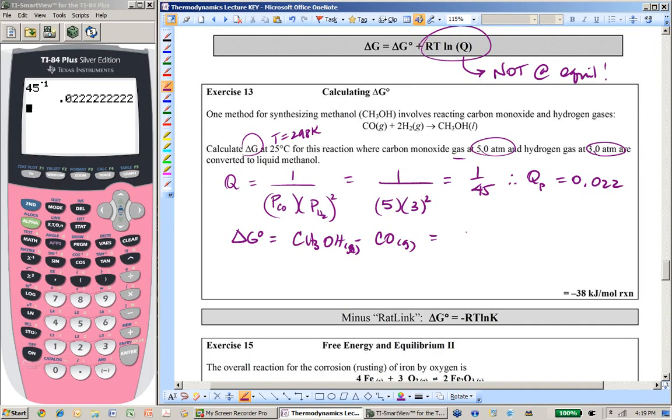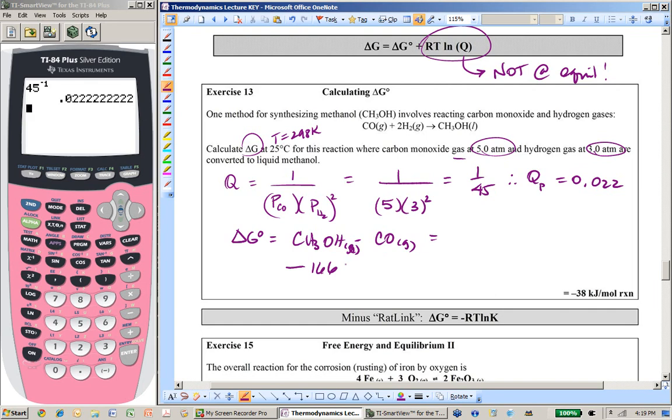Okay, so what am I looking for? Am I looking for G's? Yes, I am. And I'm looking for methanol. Oh, got lucky. Is it in liquid form? Just double checking. Yep. So I find a value of negative 166. And that's kilojoules per mole.